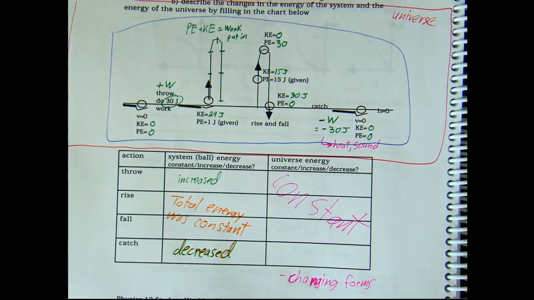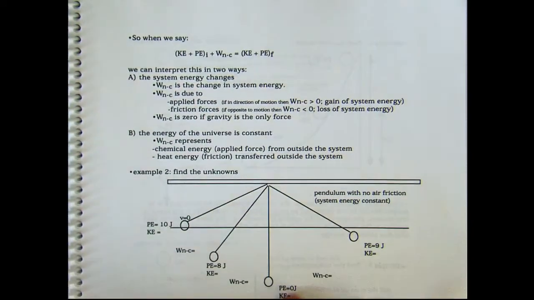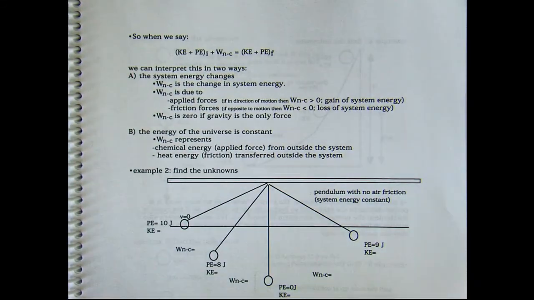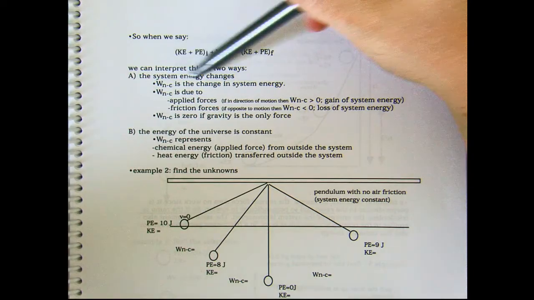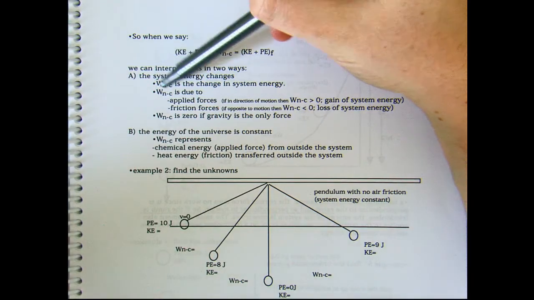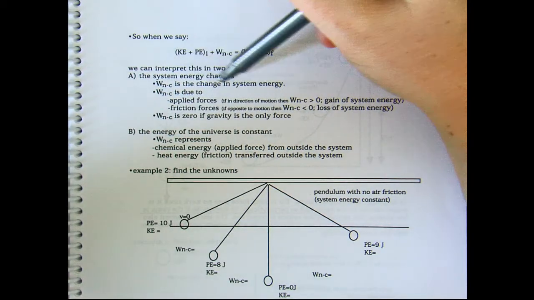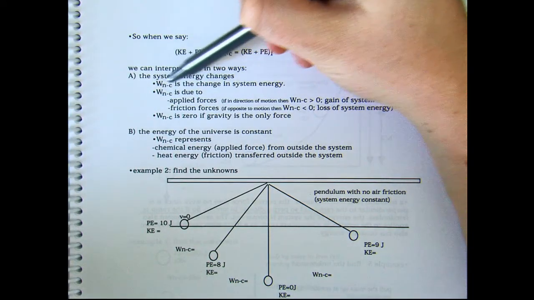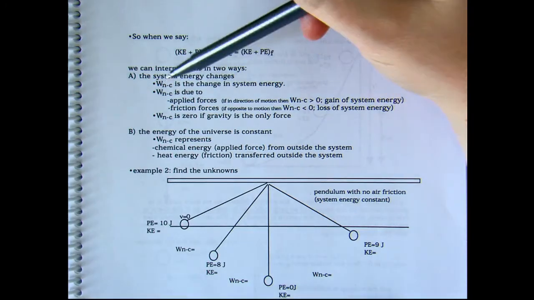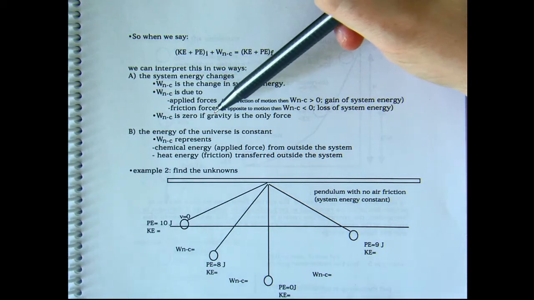Changing forms. So flip the page here. Let's keep going. So when we use the conservation of energy theorem, what we're looking at is this idea that as the system energy changes, we get work being put into our smaller system by this non-conservative force, whatever it is. So this non-conservative work is the change in the system energy due to some applied force. Maybe we added energy to the system, or due to friction, we pulled energy out of the system.